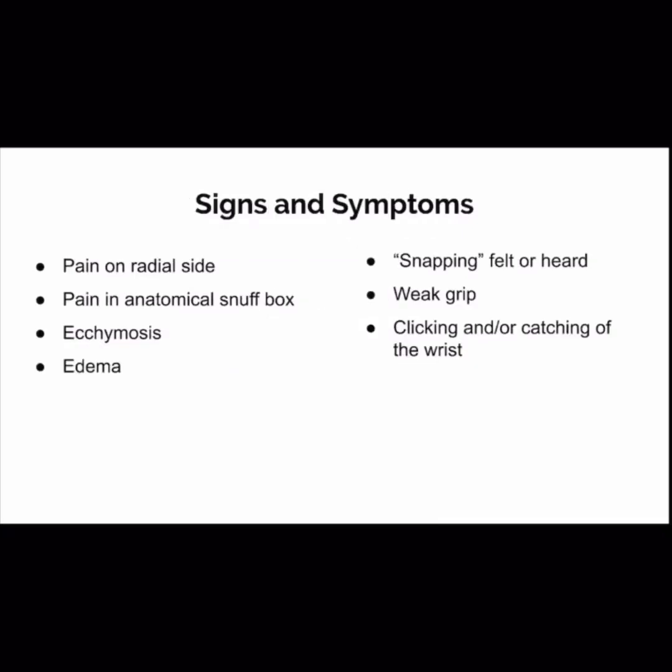Signs and symptoms include pain on the radial side, pain in the anatomical snuffbox, ecchymosis, edema, a feeling or hearing of a snapping sensation, a weak grip, clicking and/or catching of the wrist.